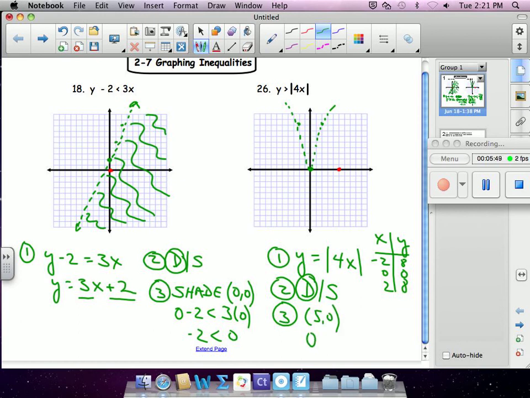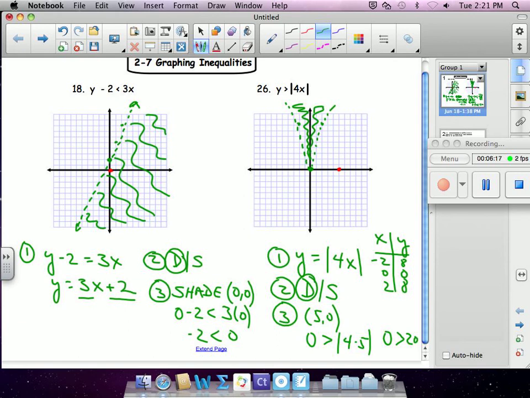So 0 goes in for y is greater than the absolute value of 4 times 5, which gives me 0 greater than 20. Is that a true statement? Is 0 bigger than 20? It's not. So the point I checked didn't work. That means I shade the other area, which means I'm shading the inside of my graph.